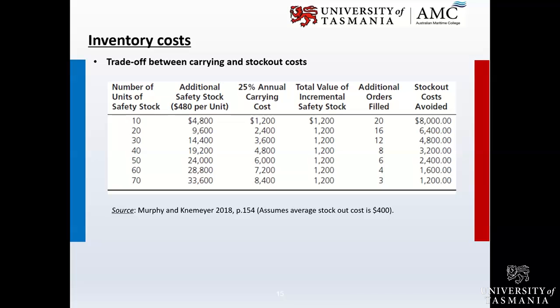Also, we look at the last column. It's stock out costs avoided. We find when the number of units of safety stock goes up, the stock out costs are declining. So you need to get the balance between carrying costs and stock out costs.